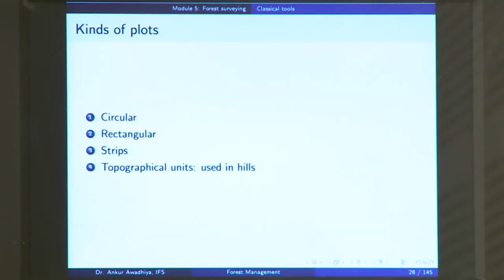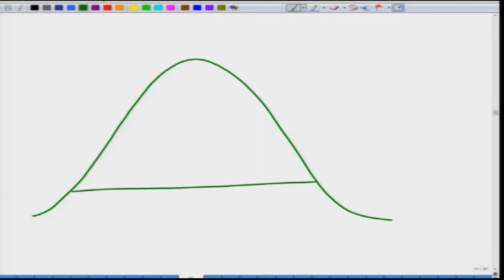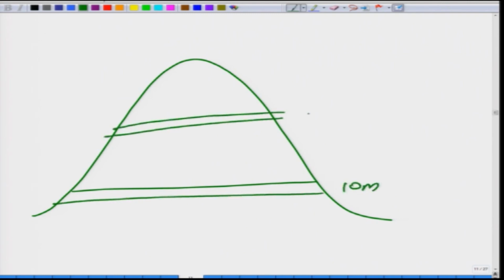Now, the plots or the fragments that we make can be of different shapes and sizes. We can go with circular plots, rectangular plots, strip plots, or topographical units, such as in the case of hills. We could say that this strip at say 10 meters is one unit, this strip at 1 kilometer is another unit, and in both these cases the strip has a width of 2 meters. So, we can make use of these topographical plots as well.